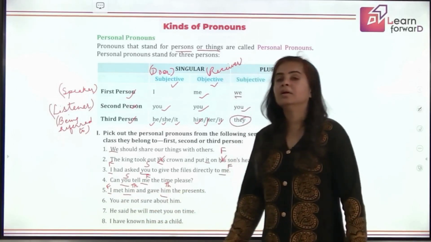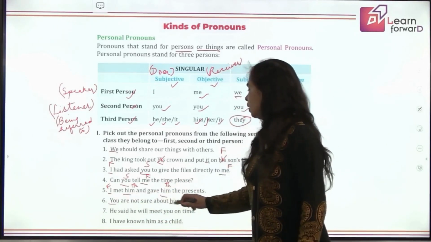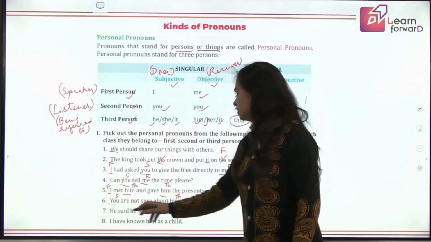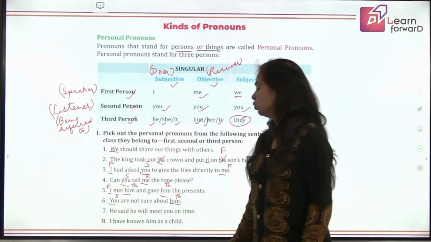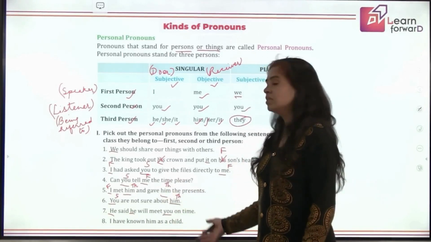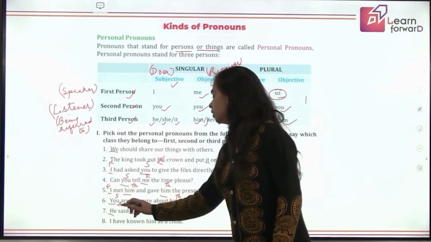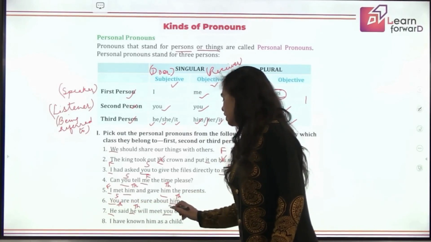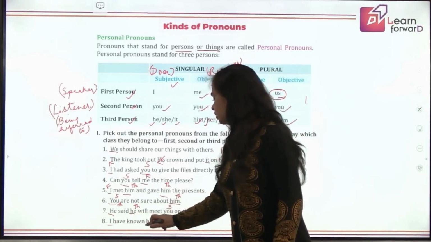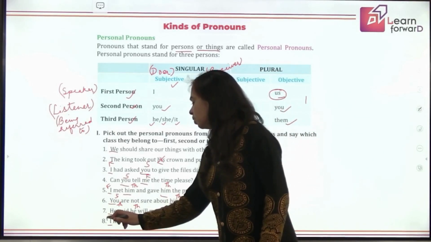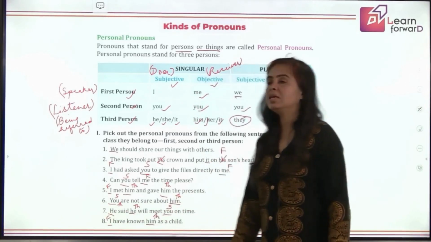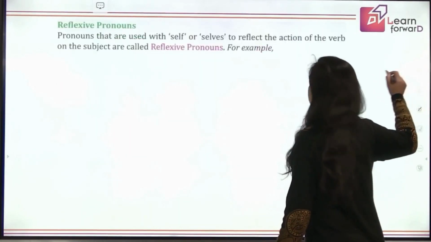Next. Yes, you are right there. You, him. You is second person, him is third person. He said he will meet you on time. So, very good. Yes, perfect. He is third person and you is second person. You have understood it well. I have known him as a child. Come on, give me answers. Perfect. I is first person and him is third person. It was very easy and I am happy to get perfect answers from you.